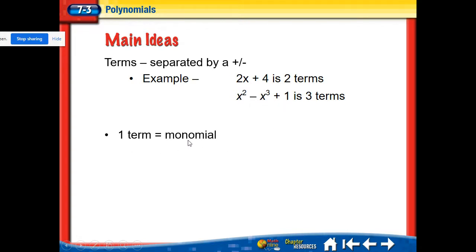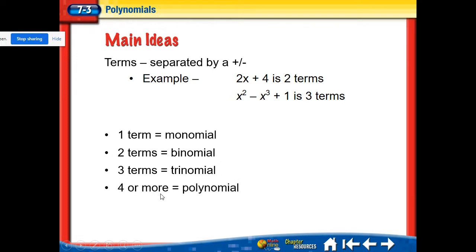If it's one term, it's called a monomial. Two terms is called a binomial. Three terms is called a trinomial. And four or more, we just start calling a polynomial at that point. So very generic at that point, poly meaning many.